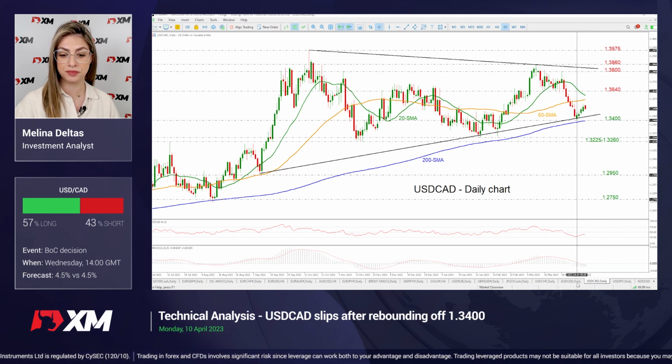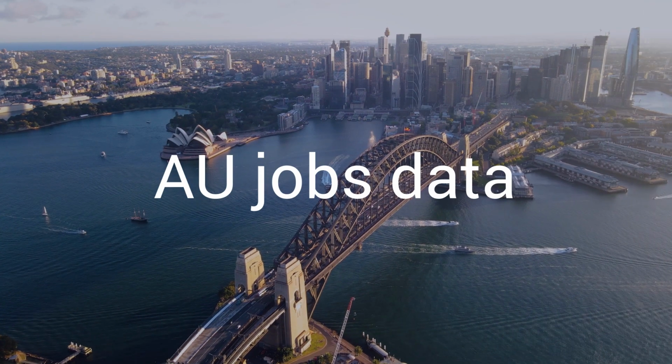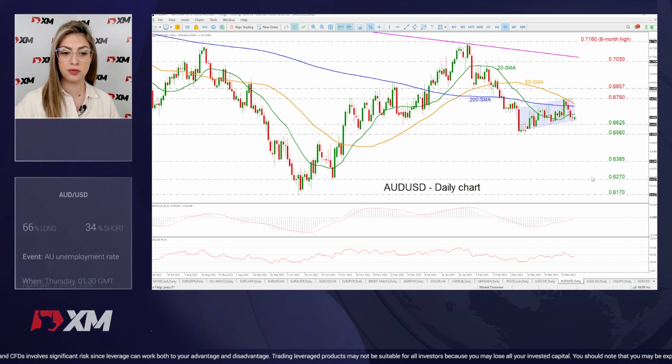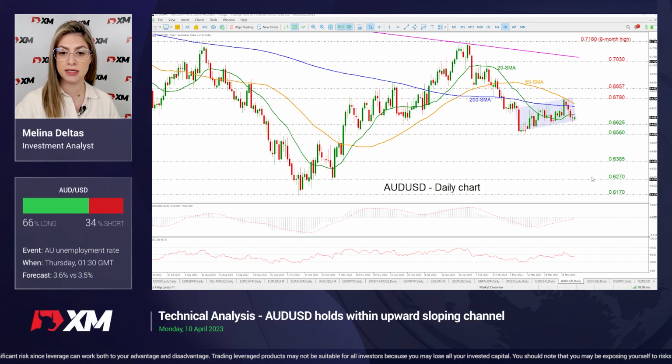So moving next, the Australian job report for March is due out on Thursday, but investors will also be looking at the Chinese CPI and PPI data, which come out on Tuesday. Since China is Australia's biggest trading partner, both data will probably affect the Aussie dollar. The unemployment rate in Australia is predicted to rise slightly up to 3.6% versus 3.5% before.